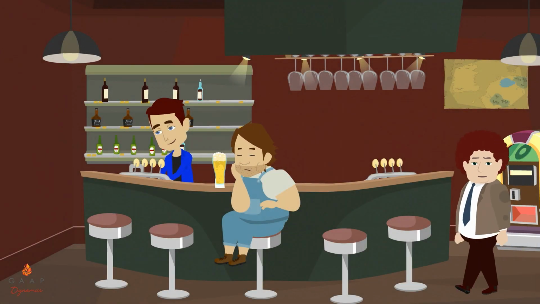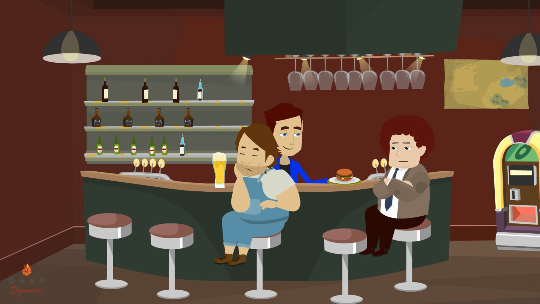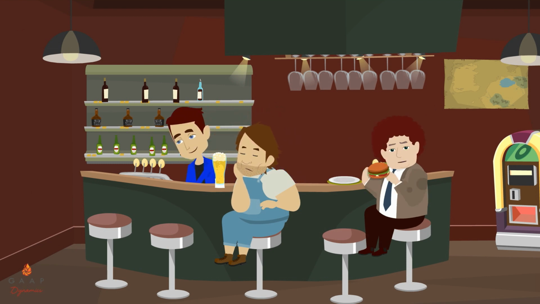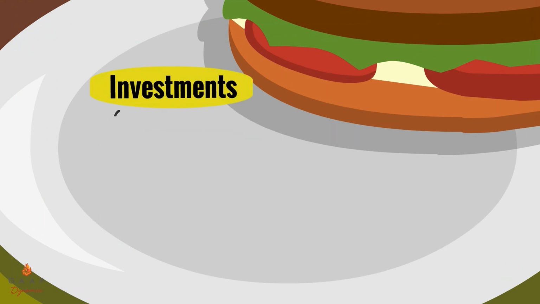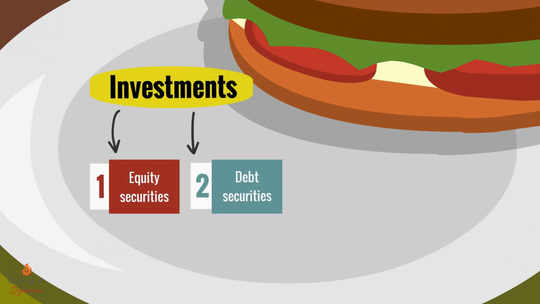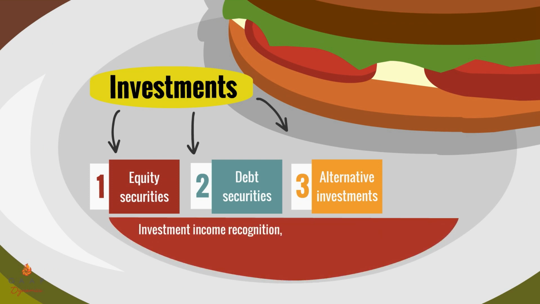These two issues surrounding initial recognition have illustrated some of the unique accounting and reporting issues for investment companies as it relates to investments. There are also some unique issues related to initial and subsequent accounting of investments, depending on the type of investment held by the fund. There are three main categories of investments: equity securities, debt securities, and alternative investments. Each of these types carry unique attributes and accounting considerations, which will be discussed in this course, including investment income recognition, foreign currency treatment, as well as a few others.